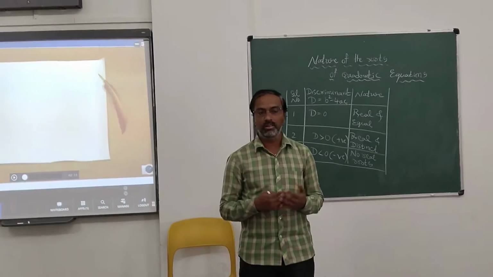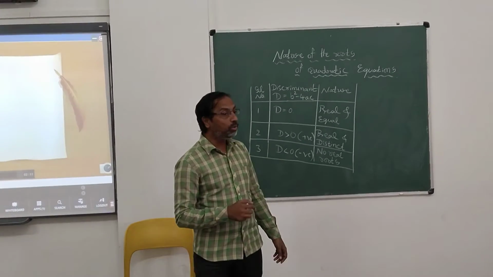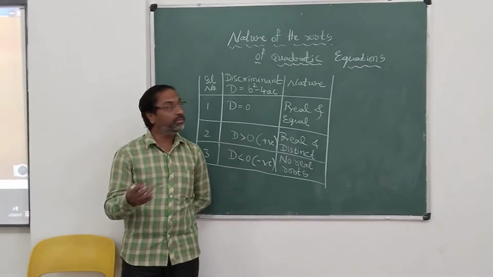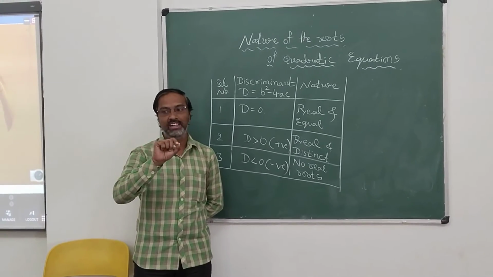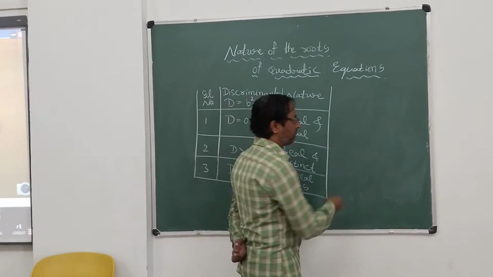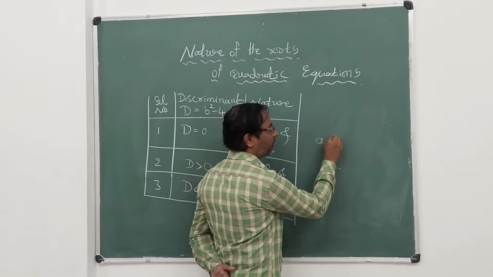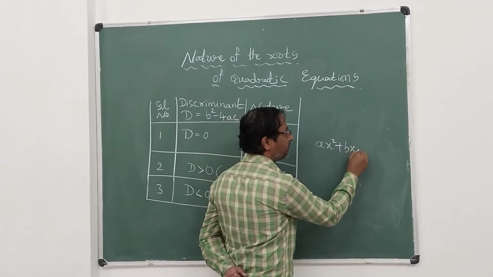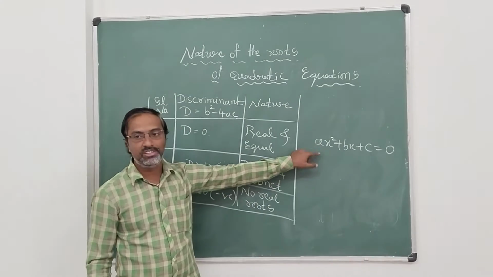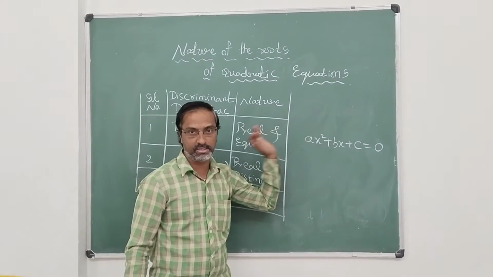As you know, we have already learned about quadratic equations and how to frame them. In fact, before that we learned the standard formula for quadratic equations, which we all know is ax square plus bx plus c is equal to 0. It is called the general or standard form of a quadratic equation with a variable x.